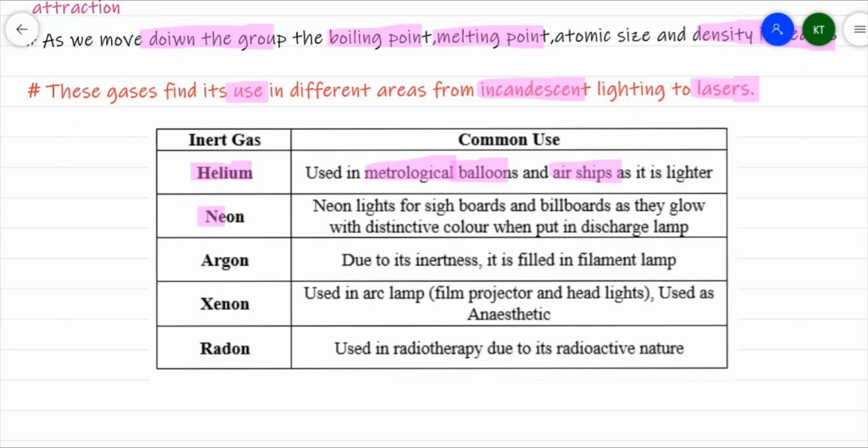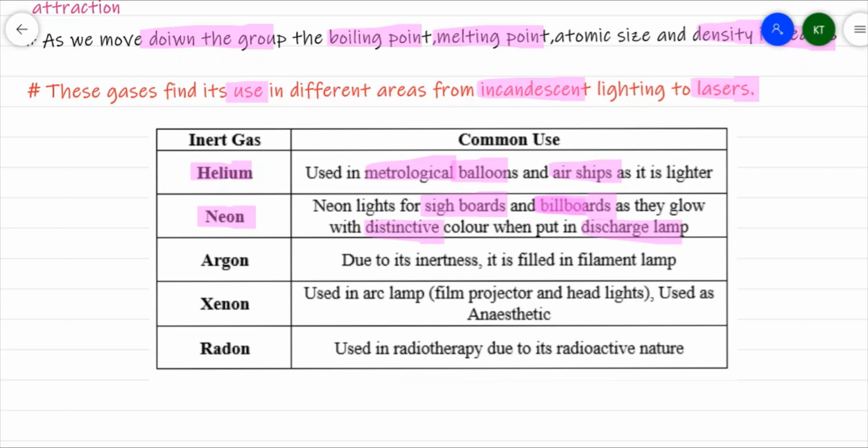Neon. Everyone must have seen a neon light. We have signboards and even billboards which glow with a very distinctive and attractive color. When neon gas is put in a discharge lamp, it glows with a very distinctive and attractive color.